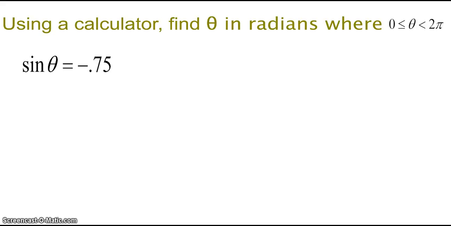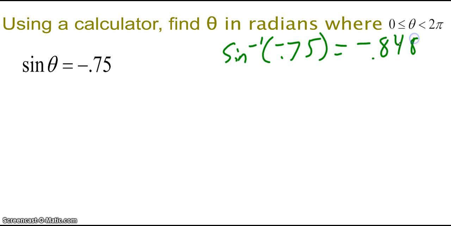So how is this different? Well, we've done problems like this where we found theta from the unit circle. Now we're using our calculator. I know that if I type into my calculator sine inverse of negative 0.75, I'm going to get negative 0.848. But this is not within the range that I'm using. So, what do I do? Well, I use this to help me understand the reference angle.